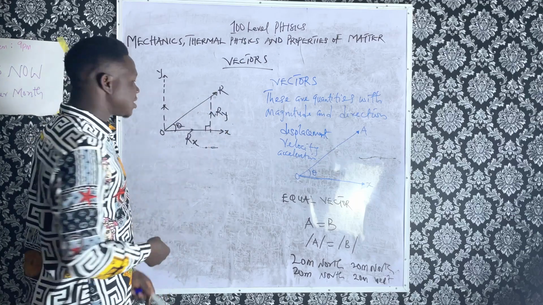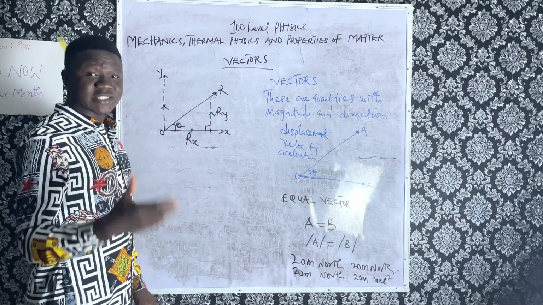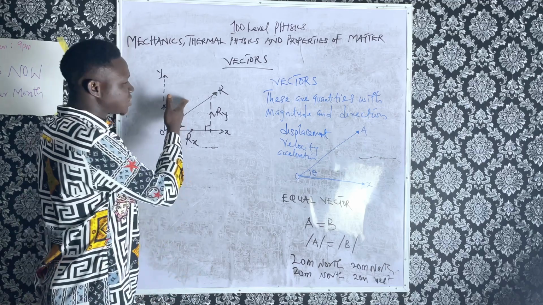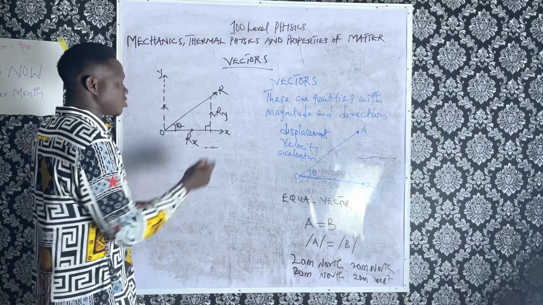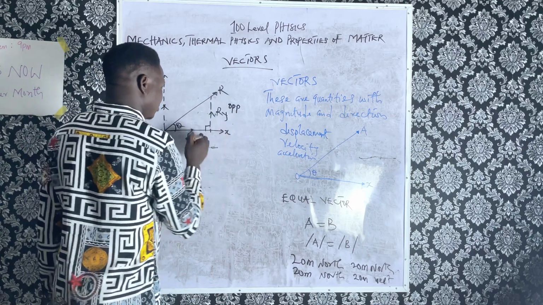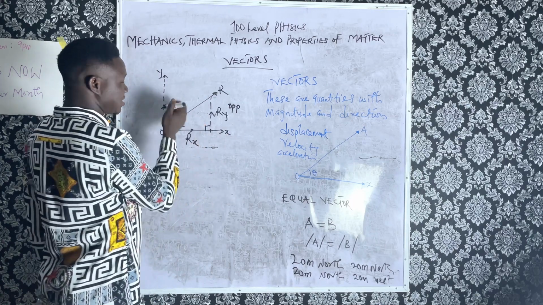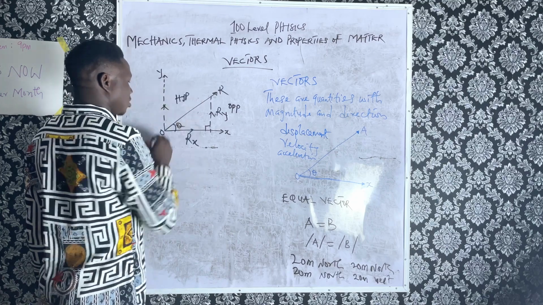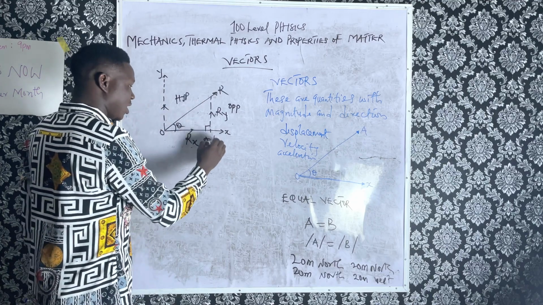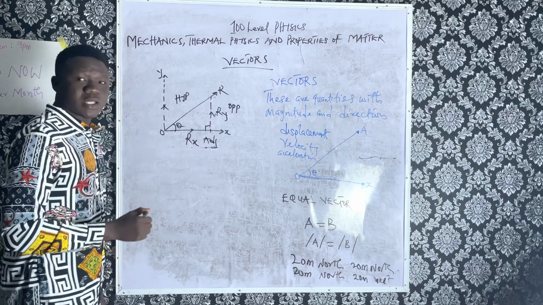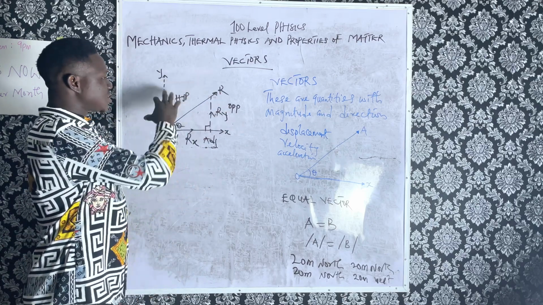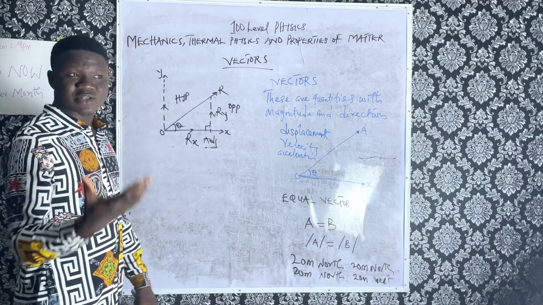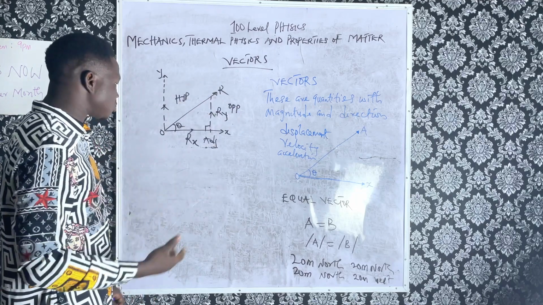How do we do that? It's basically using the Pythagoras theorem. The side facing the angle is what we call opposite. Then the side facing the angle 90 is what we call hypotenuse. Then the remaining side becomes adjacent. I'm assuming you already know these from Pythagoras theorem, either SS2 or SS3.